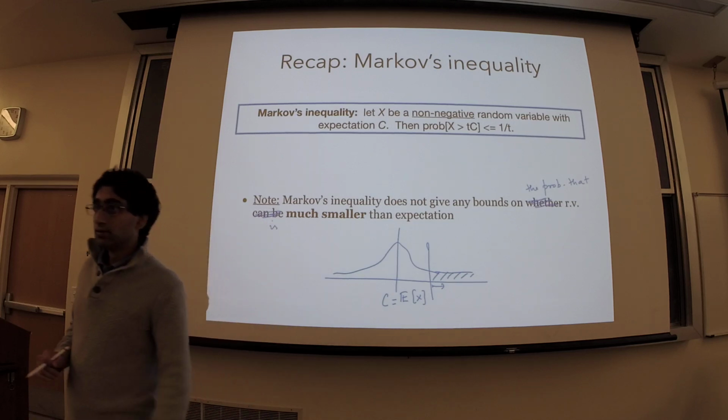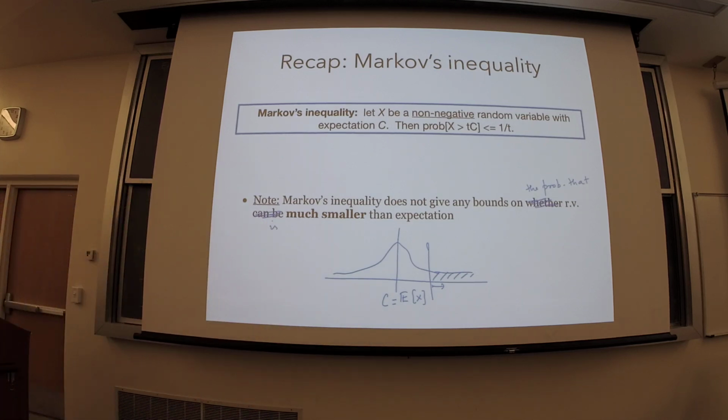If we know the distribution is symmetric, can we use it? Yes. So in special cases, you can use Markov, but in general, this doesn't say anything. So you could have, let's say this is 0, and you can have some distribution like this.